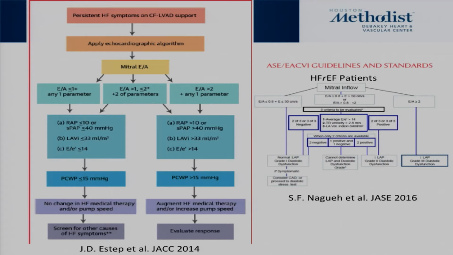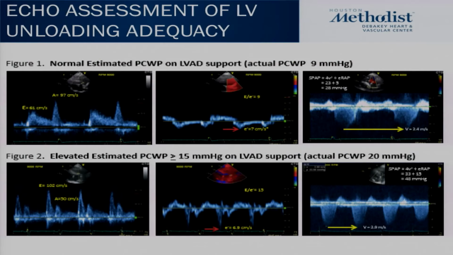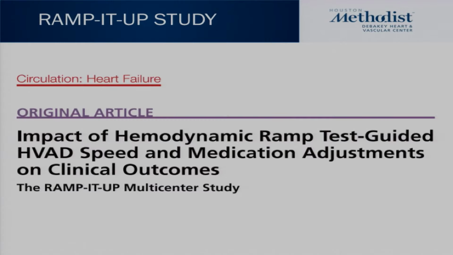So if your wedge pressure is less than 15, your RA pressure is going to be less than 10, the systolic PA pressure less than 40, your LA volume index less than 33, and E to E prime ratio less than 14. So this is all good and dandy, and it's something we practice in the lab routinely, so I'm not going to spend a lot of time on this.